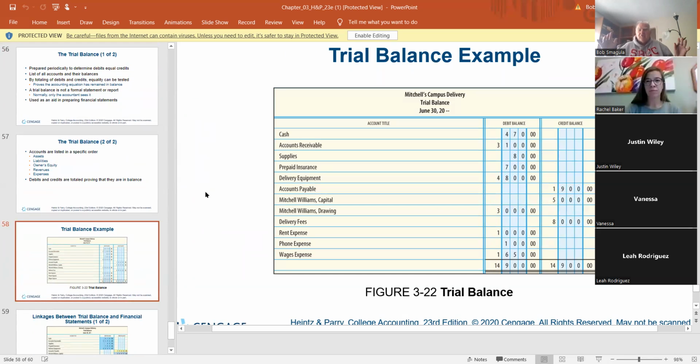Okay, now we have the trial balance, assuming there's no adjustments to be made, which is impossible, but for now we're pretending that no adjustments are going to be made. It's time to prepare our financial statements. The bosses were all anxious to see if we made any money.